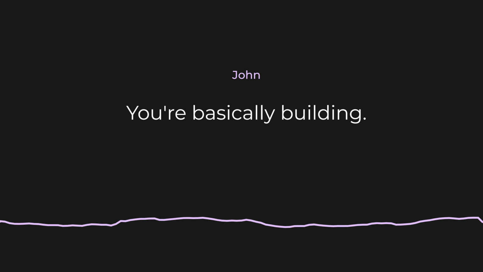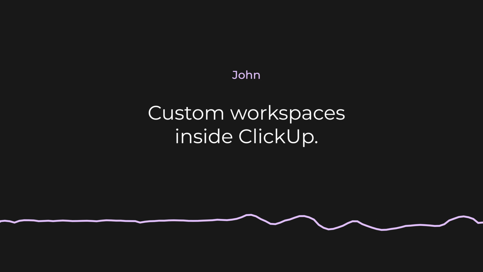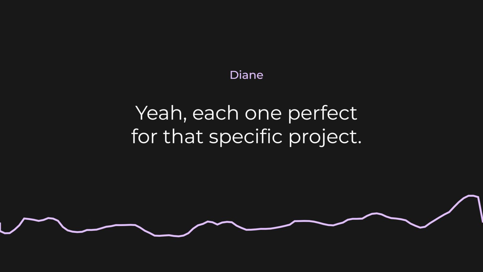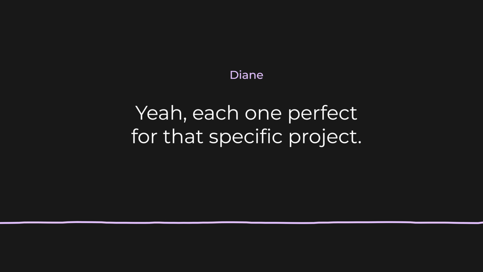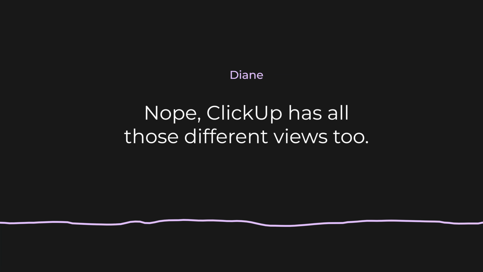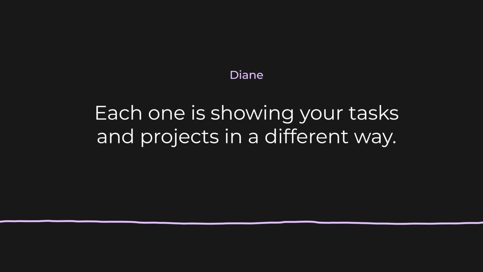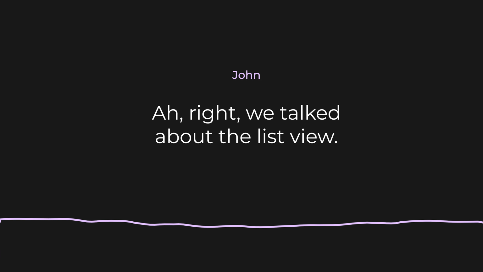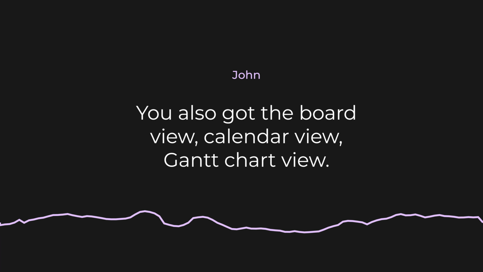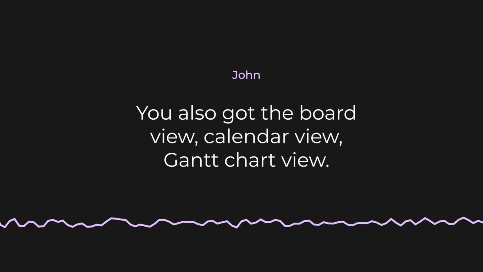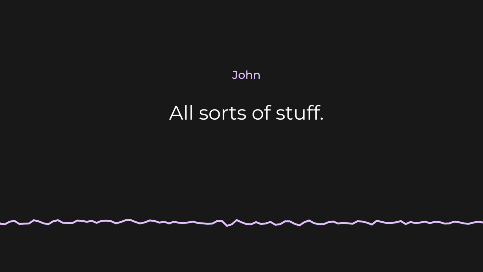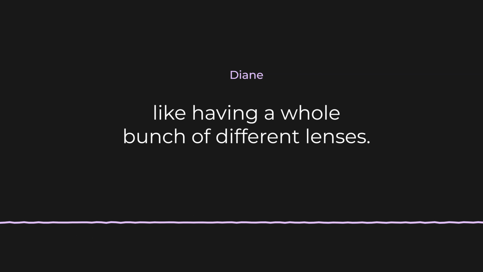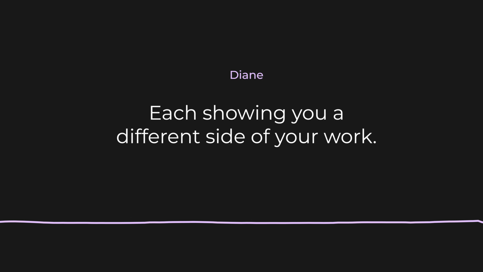That's cool. You're basically building custom workspaces inside ClickUp. Yeah, each one perfect for that specific project. And it doesn't stop there. Nope, ClickUp has all those different views too. Each one is showing your tasks and projects in a different way. We talked about the list view. You also got the board view, calendar view, Gantt chart view, all sorts of stuff. It's like having a whole bunch of different lenses, each showing you a different side of your work.